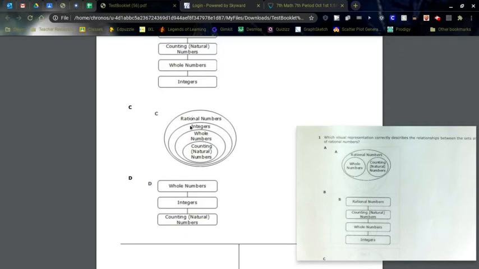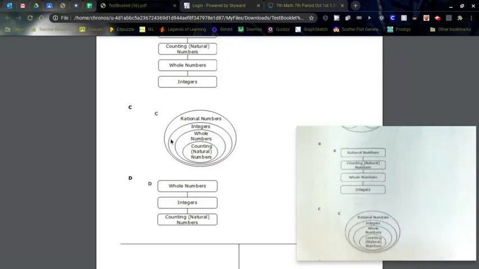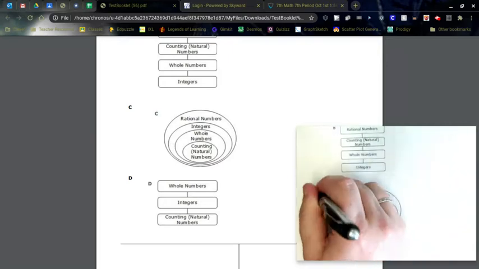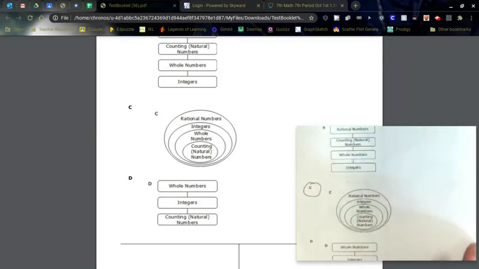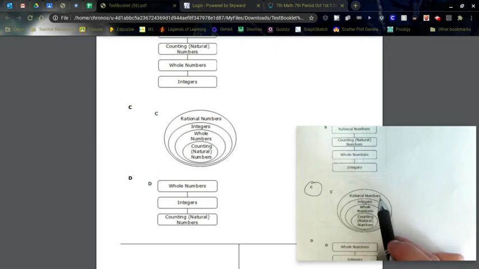Okay, let's look at C. Rational numbers, and inside that is integers, and inside that is whole numbers, and inside that is counting, our natural numbers. So this is the correct answer. My correct answer is C. And C is correct because the others are nested incorrectly.